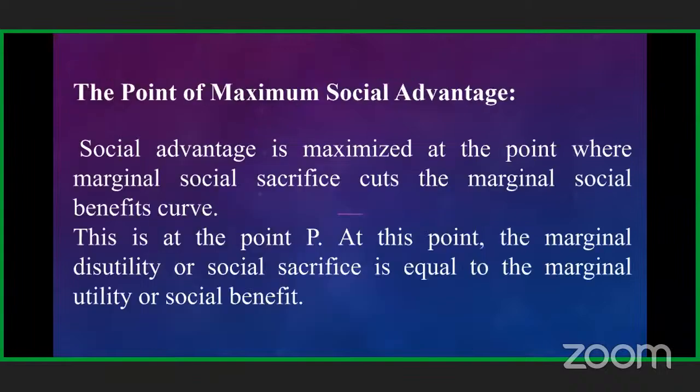Like this, the principle of maximum social advantage states that social advantage is maximized at the point where the marginal social sacrifice cuts the marginal social benefit curve, where the marginal utility of public expenditure is equal to the marginal disutility of tax paying. So here, at this point P, the marginal disutility or social sacrifice is equal to the marginal utility or social benefit.